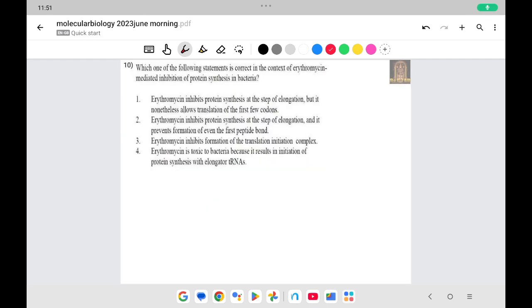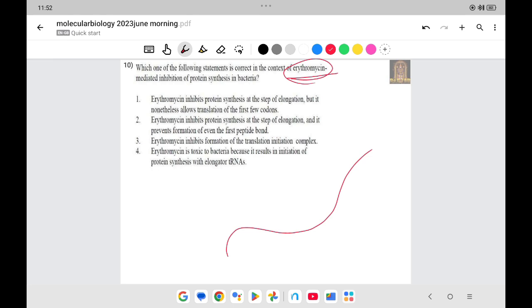So this question is about erythromycin, which is a well-known antibiotic, and it shows bacteriostatic activity. That means it can restrict the growth of bacteria but can't directly kill them. And here we have to know the mode of action of erythromycin. So first we have to see how the initiation of bacterial translation happens.